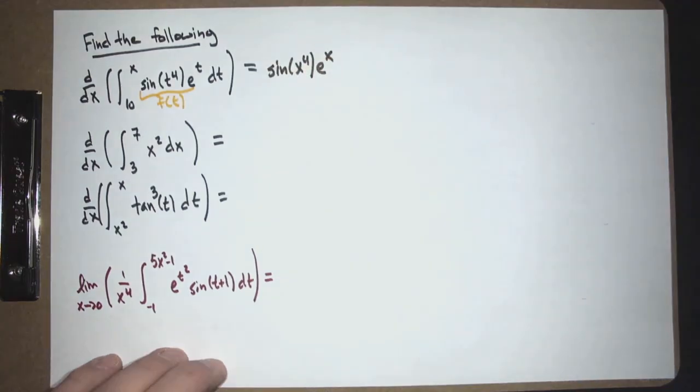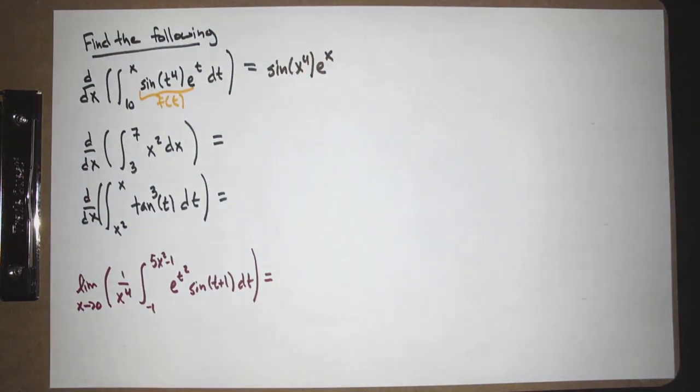Sine of x to the fourth, e to the x. Everywhere where you see a t, put an x. Nice. And are we done with that one? Do we need a plus c? No, there's no plus c in derivatives. All right. Second one.